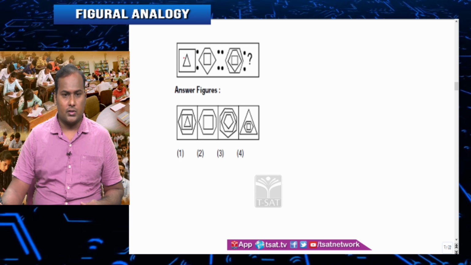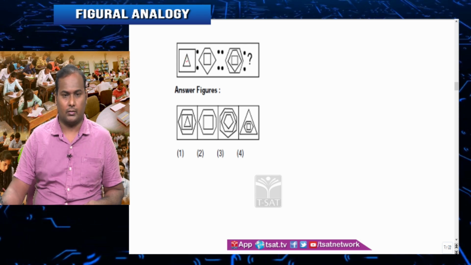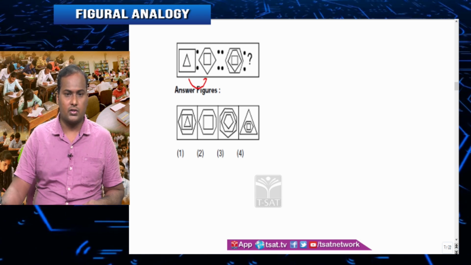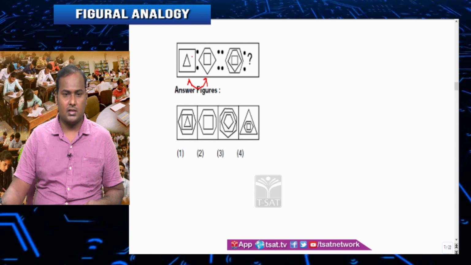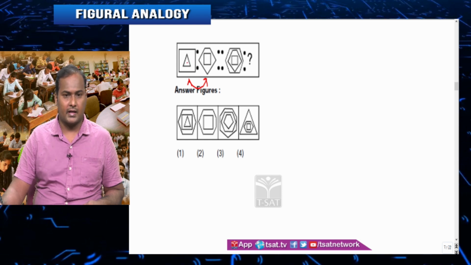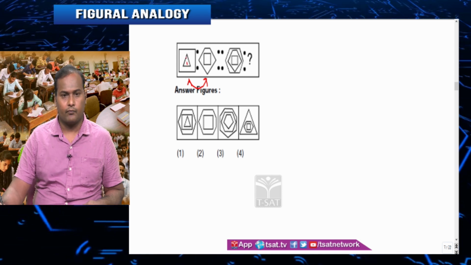See, in this particular question there is a triangle and a square. Now you need to establish the relationship between these two figures. So what is the change? There is an inside figure, there is an outside figure. Here the inside figure is a triangle, the outside figure is a square.